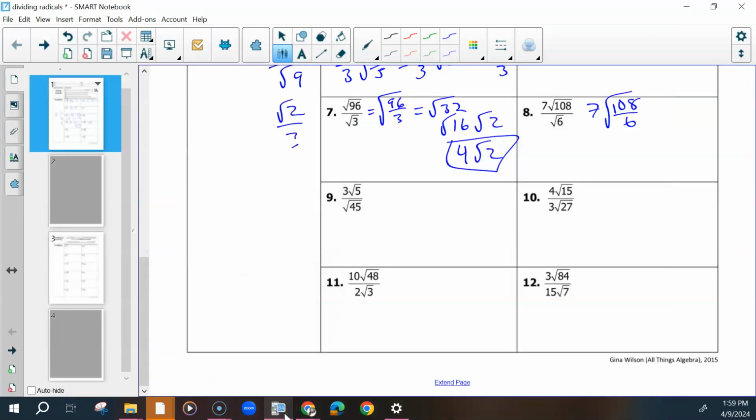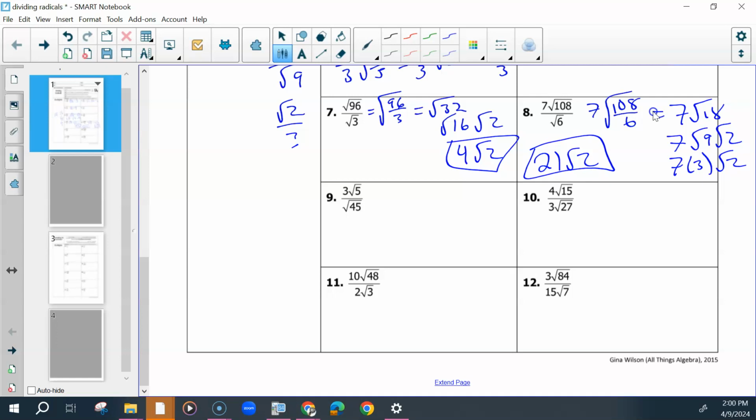So 18. We have 7 times the square root of 18. And I know 9 and 2 go into that. And I know the square root of 9 is 3. So that would give me 21 times the square root of 2. I'm not going to double check every single one, but you definitely should to make sure that you're getting the right thing. Let's do 9 and 10, and then we'll move on.